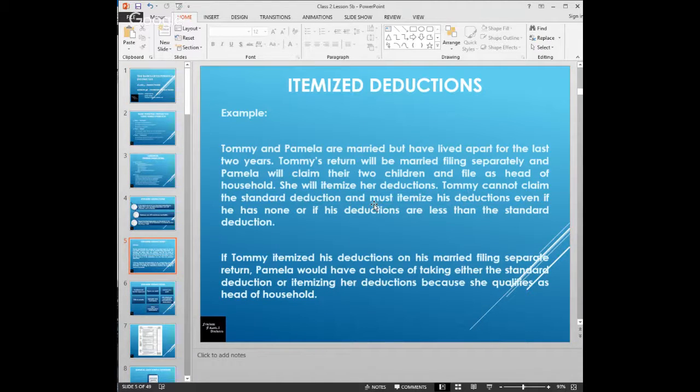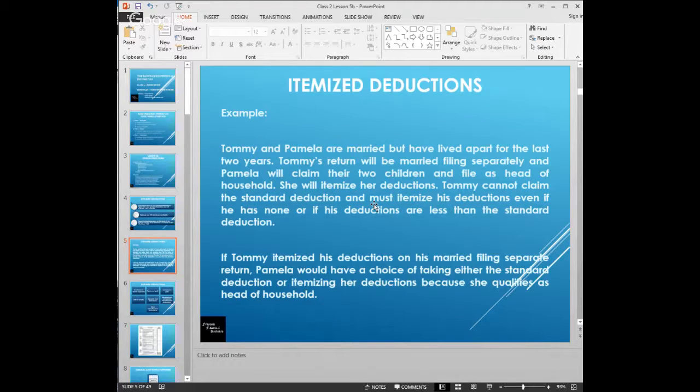So here we're going to go through an example. Tommy and Pamela are married but have lived apart the last 2 years. Tommy's return will be married filing separately, and Pamela will claim their 2 children and file as head of household. She will itemize her deductions. Tommy cannot claim the standard deduction and must itemize his deductions even if he has none, or if his standard deductions are less, or if his itemized deductions would be less than his standard.